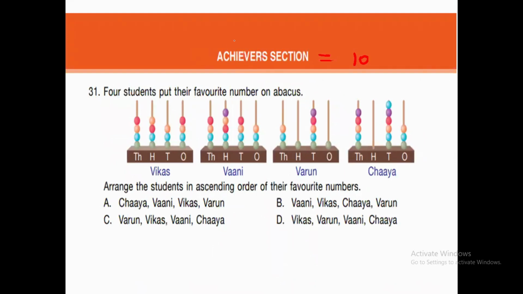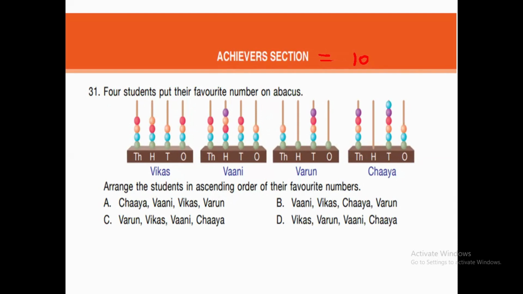So now we are moving towards the last section of this paper, which is the achiever section. Now we need to be careful when we are doing it. So the first question of this achiever section is question number 31, which is like, 4 students put their favorite numbers on abacus like this. So this is Vikas's abacus, this is Vani's abacus, this is Varun's abacus, and this is Chaya's abacus. Now we need to arrange the students in ascending order of their favorite numbers.